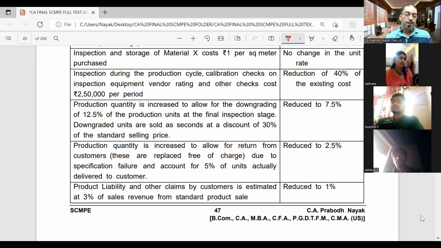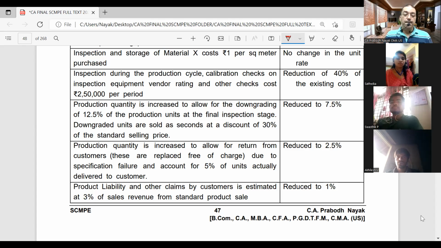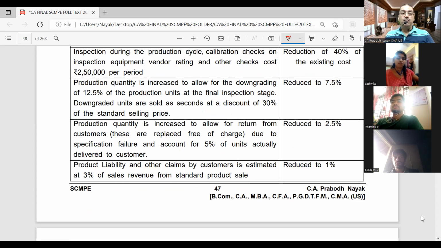Okay, next one. Product liability and other claims by the customers is estimated at 3% of sales revenue from the standard product sale. This is reduced to 1%. Product liability. Now, complaints from customers where we are supposed to make a payment, maybe a compensation or something like that. So that was estimated at 3% of sales revenue. After the implementation, it will come down to 1%.